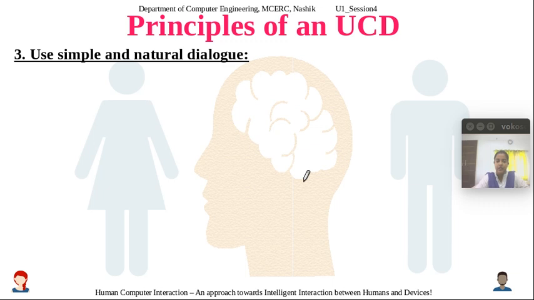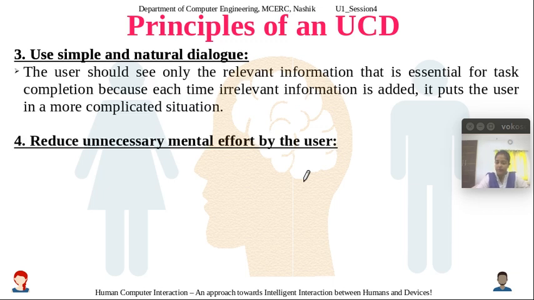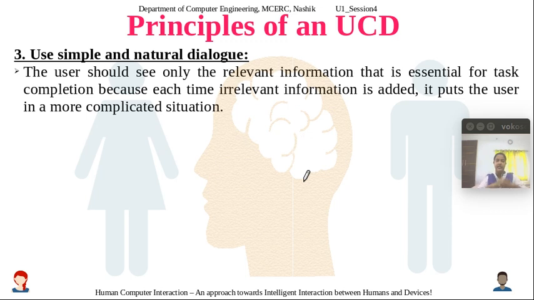Next principle is use simple and natural dialogue. Okay, it means whatever the screen design or user interface of your application, it should be easy to understand. It should not be too fancy, and it should not be too simple. It should be mixed in between. There should not be any excessive animations in your application. What is actually expected, you should put that, but you should not provide irrelevant information. Only what is actually required, you have to add on your screen.